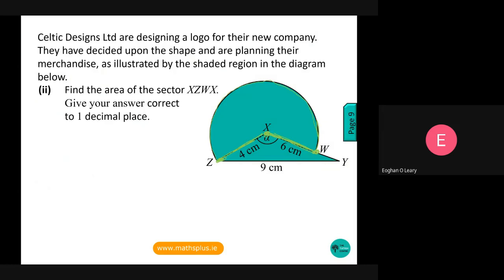So, okay, what are we going to do? We need this angle here. This angle here is what we need because that's going to be the corresponding angle for this sector.